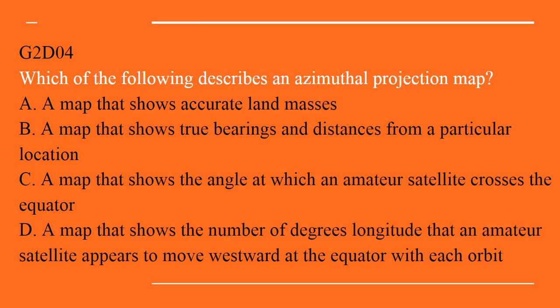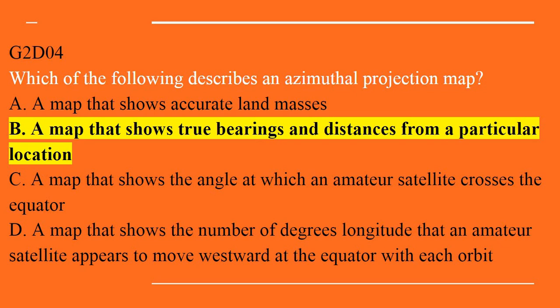G2D04, which of the following describes an azimuthal projection map? A. A map that shows accurate land masses. B. A map that shows true bearings and distances from a particular location. C. A map that shows the angle at which an amateur satellite crosses the equator. Or D. A map that shows the number of degrees longitude that an amateur satellite appears to move westward at the equator with each orbit. Correct answer is B. A map that shows true bearings and distances from a particular location.